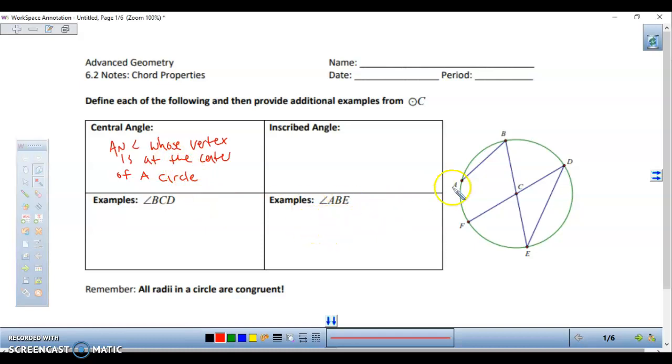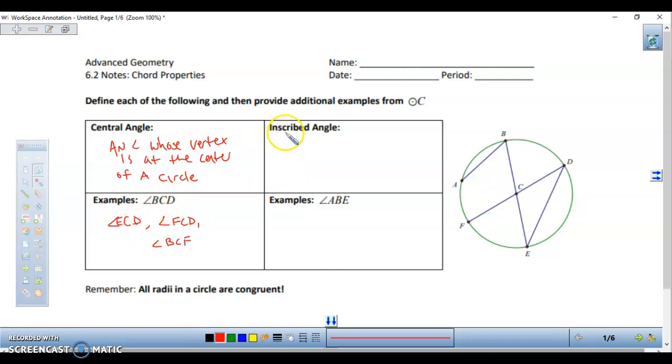So, for example, in this picture, angle BCD is a central angle. I'd like for you to try to list some other ones, so maybe pause here and list the other ones. Okay, welcome back. Angle ECD is another central angle. Angle FCD is a central angle. And maybe there's one more, angle BCF. You'll notice in order for it to be a central angle, the center of the circle C needs to be listed as the vertex, or in the middle of my angle. So there you have it.